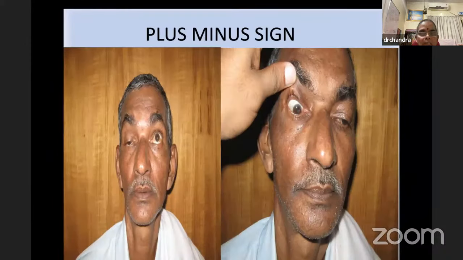So this is the classical plus minus sign. When the left eye is closed, the right eye opens. When the right eye is closed, the left eye opens, because available energy is channeled to the one eye when the other eye is mechanically closed.